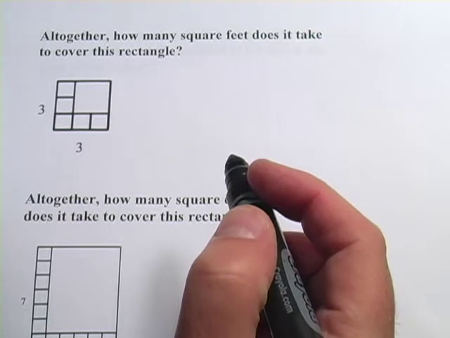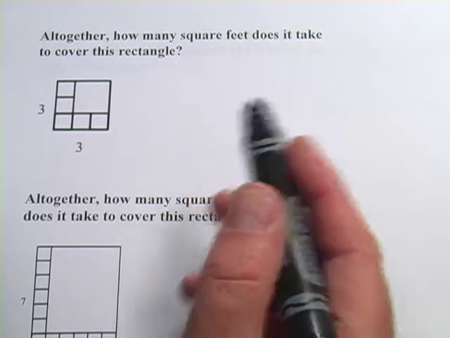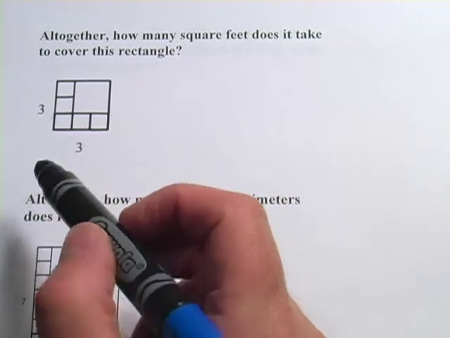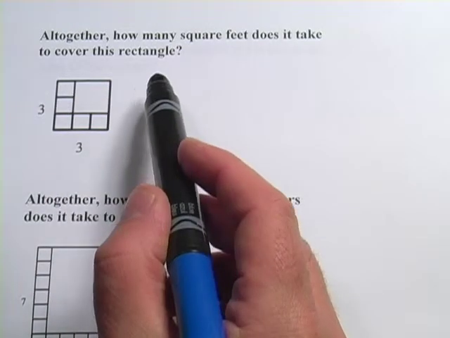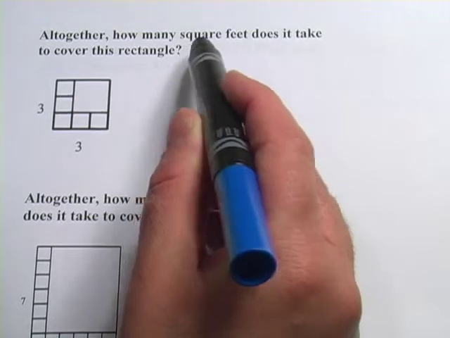In these problems, we're looking at the area of squares and rectangles. Actually, squares are a type of rectangle. They're just a rectangle that has the same length as it does width. This first problem says, altogether, how many square feet does it take to cover this rectangle?